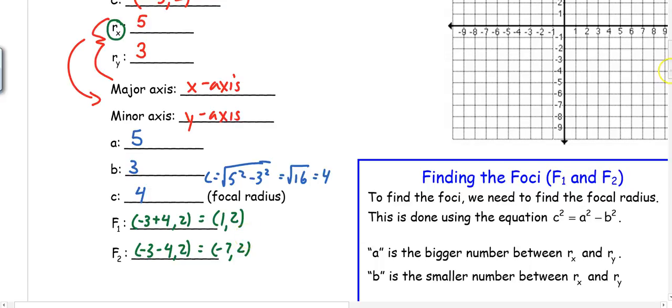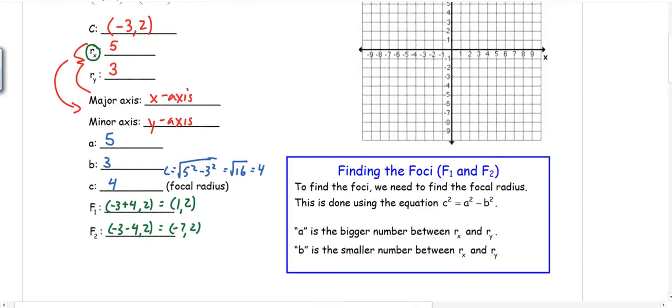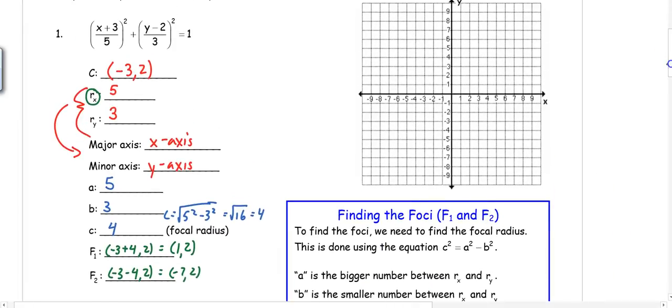So to graph my ellipse, what I'm going to do first is graph my center point. My center point is at (-3, 2).